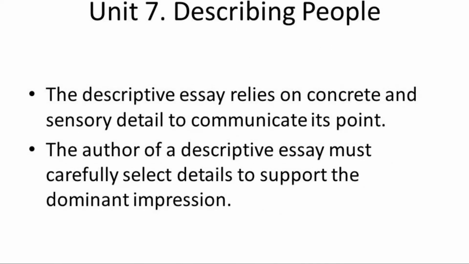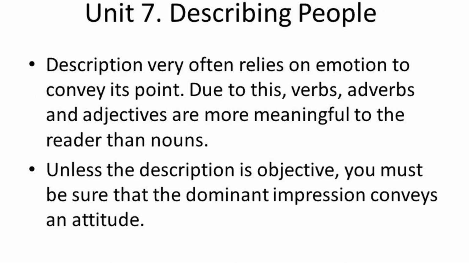Unit 7. Describing people. The descriptive essay relies on concrete and sensory detail to communicate its point. The author of a descriptive essay must carefully select details to support the dominant impression. Unit 7. Describing people. Description very often relies on emotion to convey its point. Due to this, verbs, adverbs and adjectives are more meaningful to the reader than nouns. Unless the description is objective, you must be sure that the dominant impression conveys an attitude.